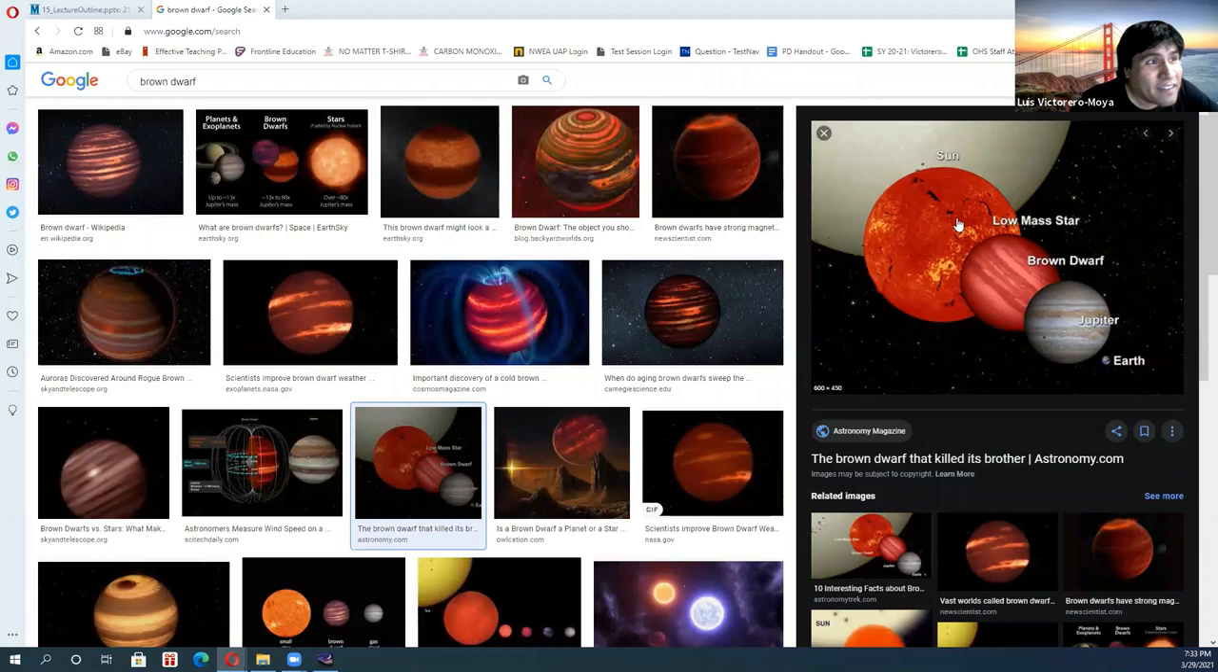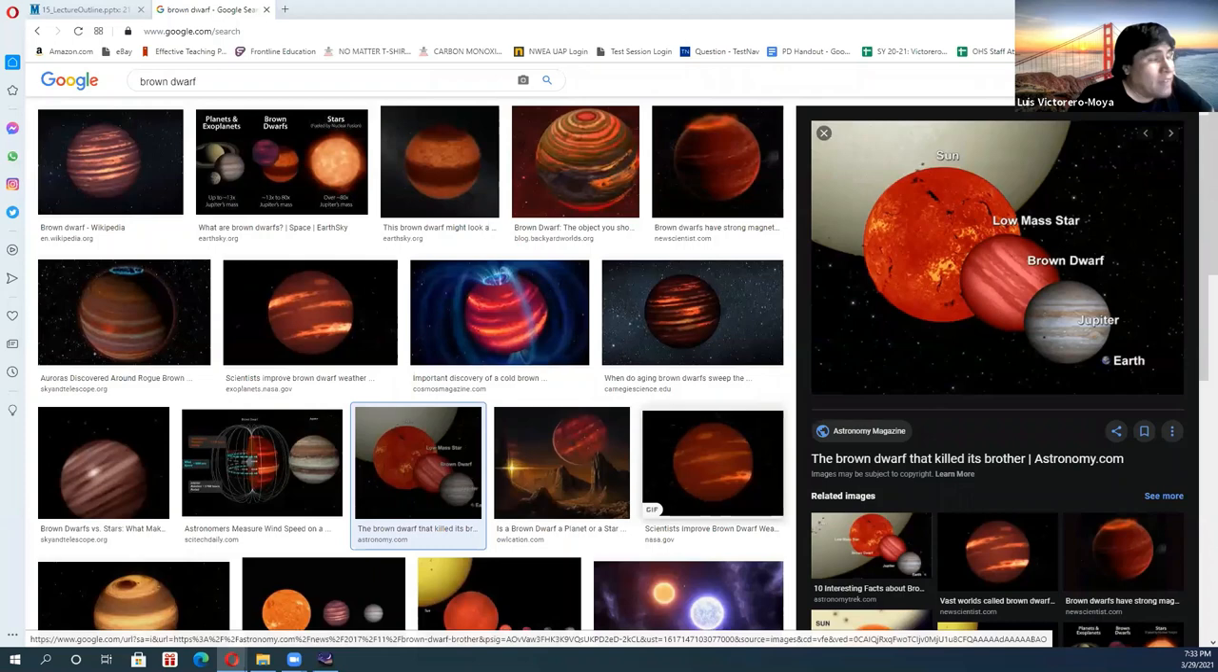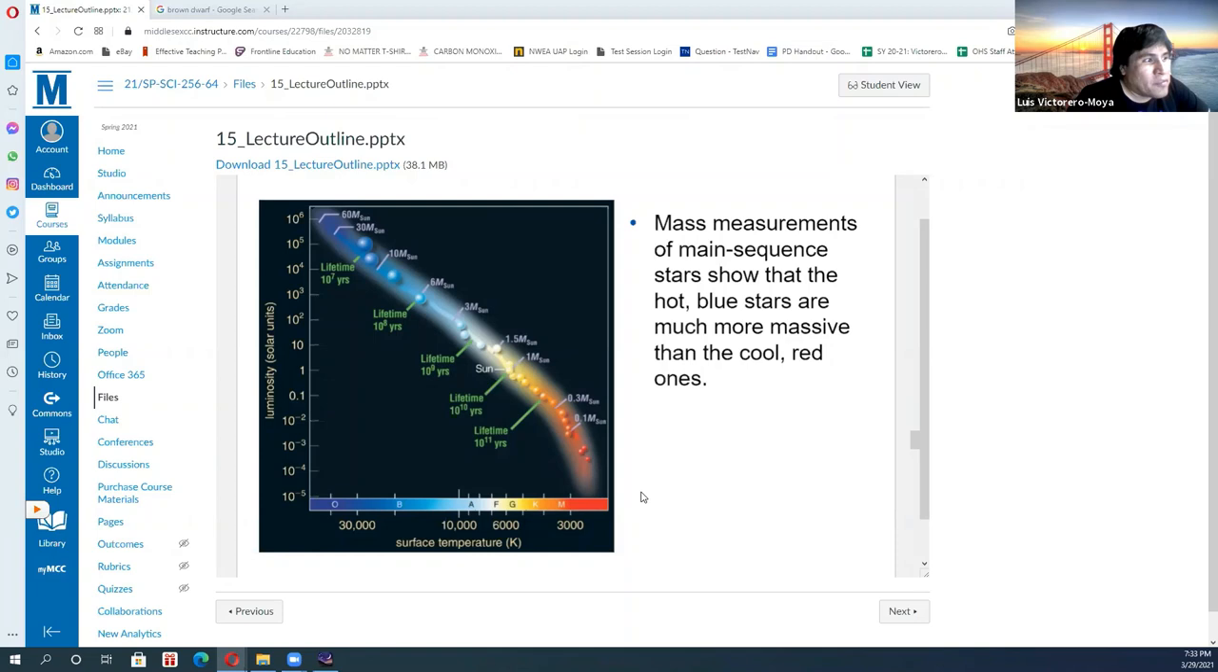And then look at the comparison with the sun. A red dwarf will be a bit bigger than a brown dwarf though. So a brown dwarf is a failed star, yes. And they will be approximately here in the very tail of the main sequence. We normally don't plot them in here because they are not stars.